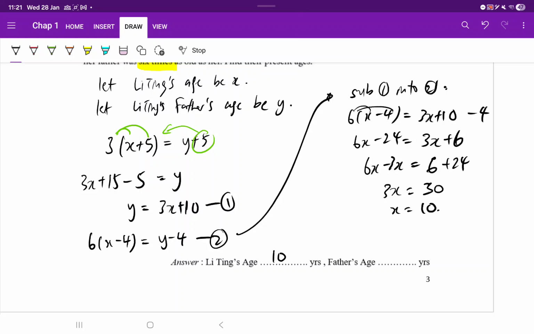Okay, now we are going to find the father's age. So we're going to sub x equals 10 into equation 1. Right? And when we do that, we will have the father's age as y equals 3 times 10 plus 10. So the father is 40 years old. Very fast?